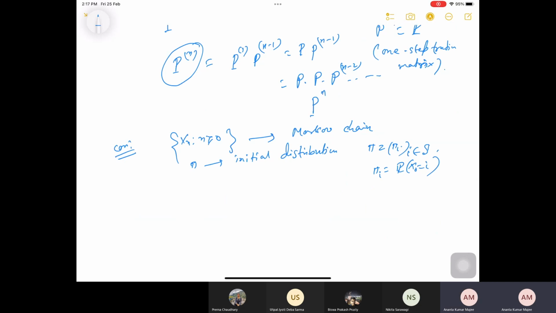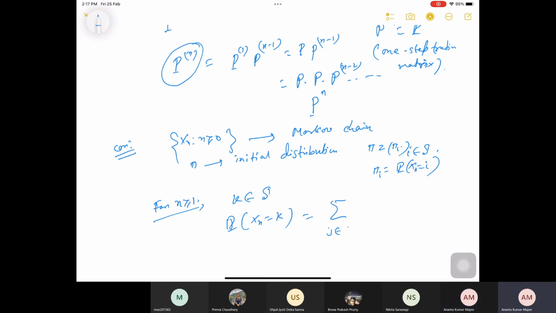So then what I say is that for all n greater than or equal to 1, I can find out the probability mass function here, not density, because it is discrete. That is, the probability of Xn is equal to k for each k in my S. This can be given in terms of the initial distribution and my n step transition probability. Okay, so this is the summation over j in S of p_jk(n) and then pi_j.